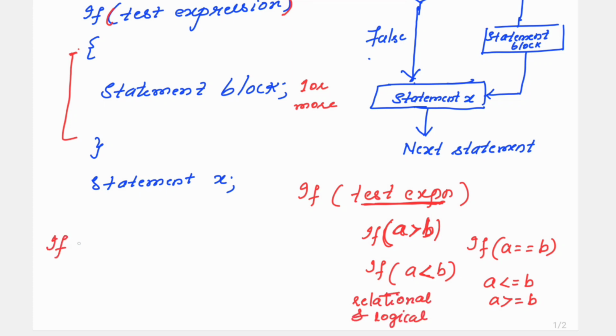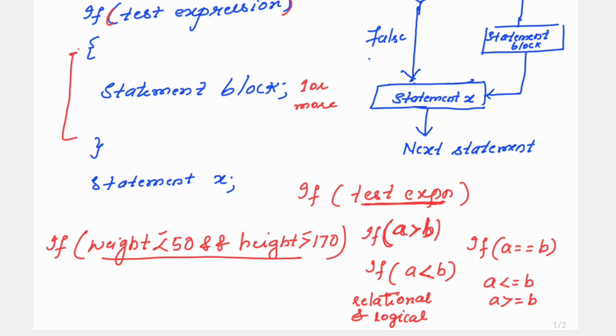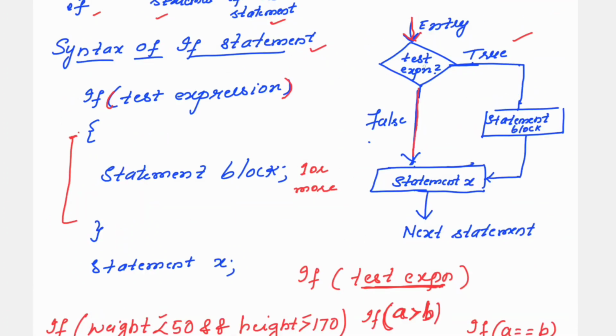For example, suppose you are writing a condition like this: if weight less than 50, height greater than 170. You can see here you are making use of the relational operators as well as the logical operators. The condition is first tested. If the condition is true, then the statements inside the flower braces, which we call a block, get executed. Then immediately after that, statement X will be executed. If the condition in the if is false, then only statement X will get executed. So the statements inside the block will get completely skipped if the condition is false.